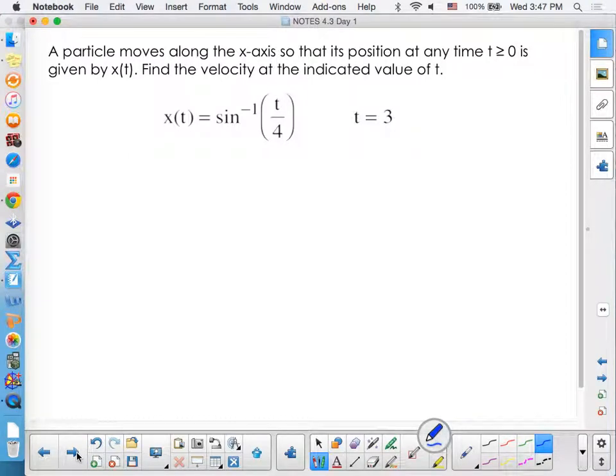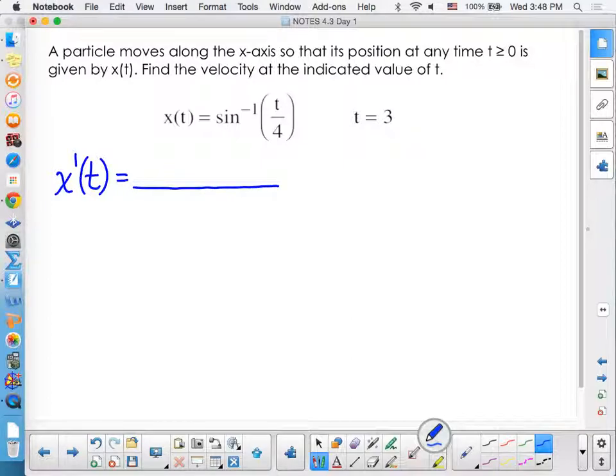All right, final one. An application, a particle moving along the x-axis so that the position at any time is given by that function x of t. This is a position time function. Find the velocity at the indicated value of t. So velocity is our first derivative. So if we're looking for that, we want to be thinking about x prime of t. It's an inverse trig function, so we know how to handle that.